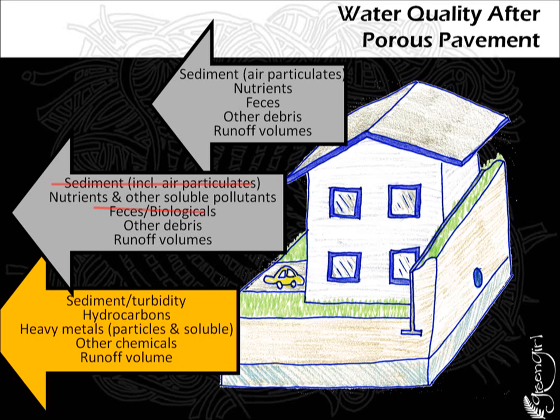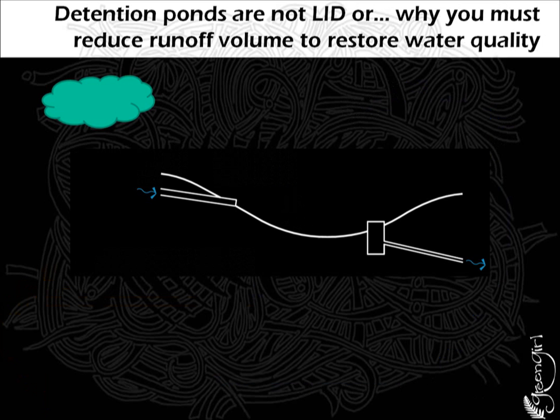Okay, so fecals and biologicals, feces, biological stuff, pathogens: soil and the microbes in the soil do a pretty good job of removing those. Other debris, any particulate matter, it's going to do a good job of that, and it's going to reduce runoff volume. So there is a lot of water quality benefit to porous pavements.